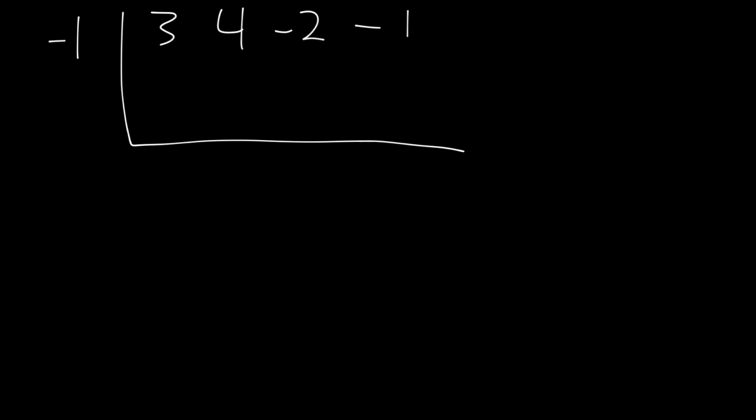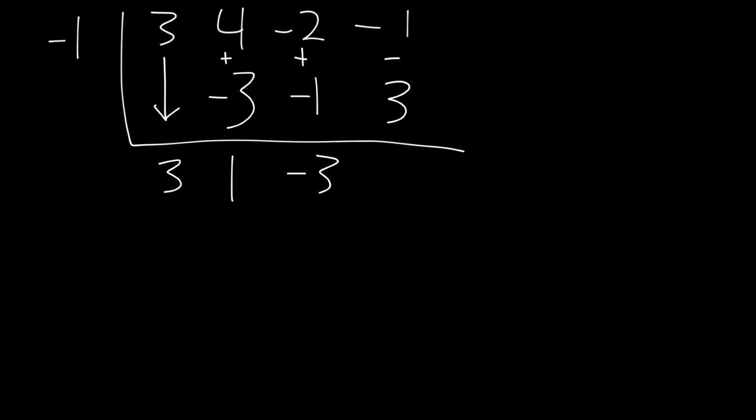Again, the setup is the same. We bring down the 3. 3 times minus 1 is minus 3. 4 plus minus 3 is 1. 1 times minus 1 is minus 1. Minus 2 plus minus 1 is minus 3. Minus 1 times minus 3 is positive 3. And finally, minus 1 plus 3 is positive 2. Again here, positive 2 is not equal to 0, so minus 1 is not a root.